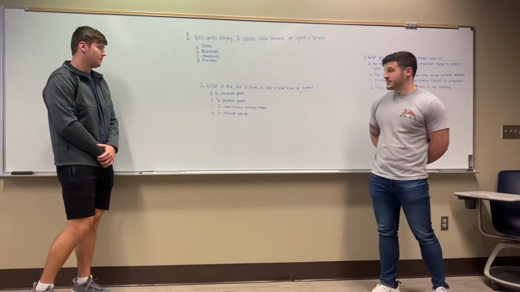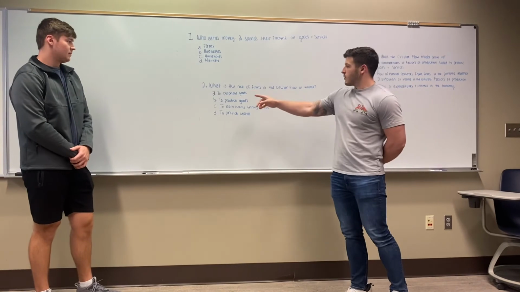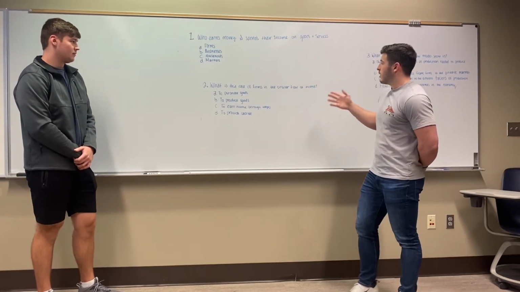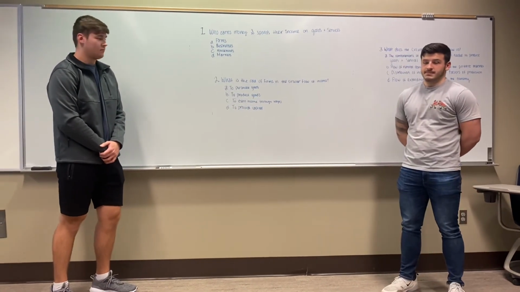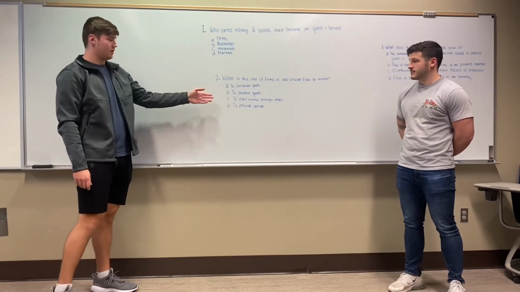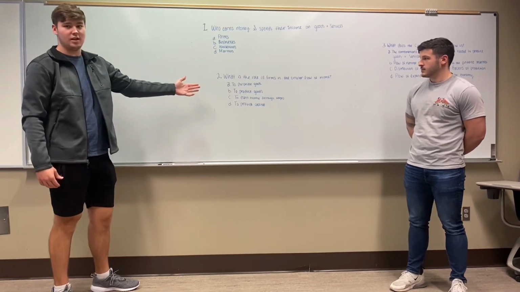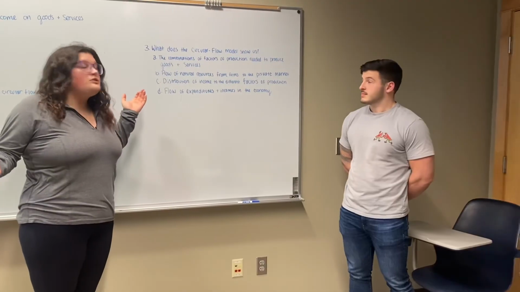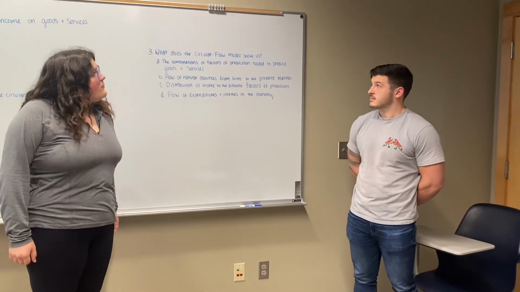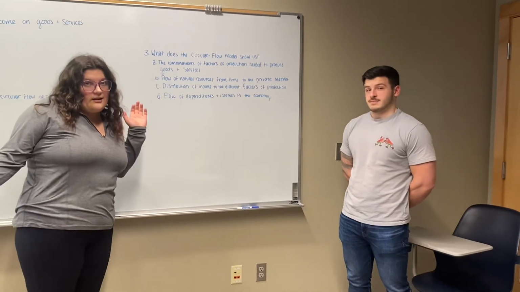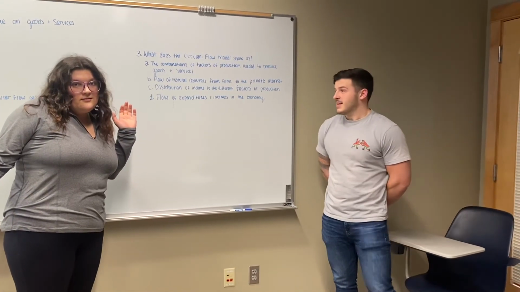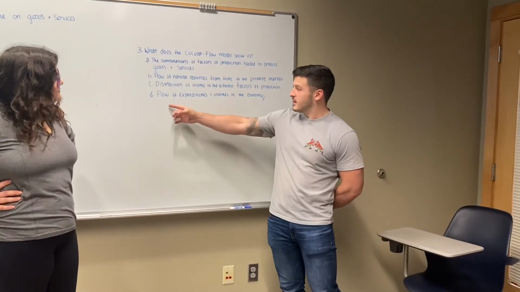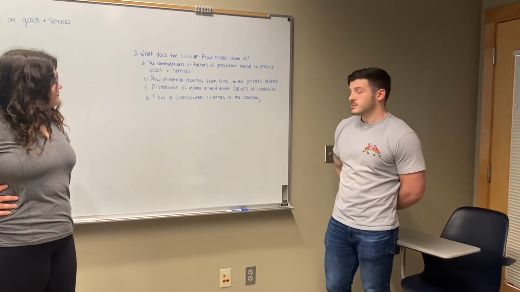All right, now moving on to the second question. What is the role of firms in the circular flow of income? The answer to the question is B. So firms produce goods in turn for households to purchase. And the final question is, what does the circular flow model show us? Any ideas? The answer for this question is D, flow of expenditures plus incomes in the economy.